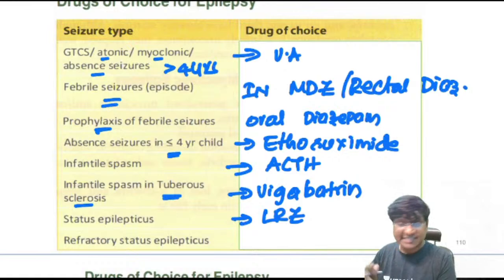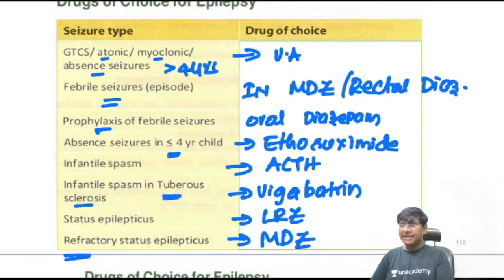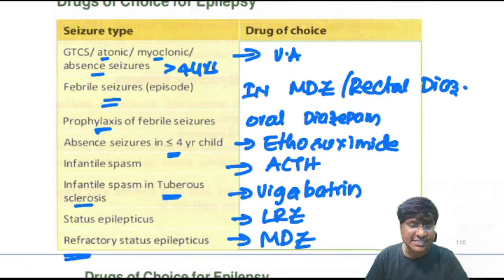that will be lorazepam. And drug of choice for refractory status epilepticus, that will be midazolam. Okay, status epilepticus lorazepam, and refractory status epilepticus midazolam should be given.